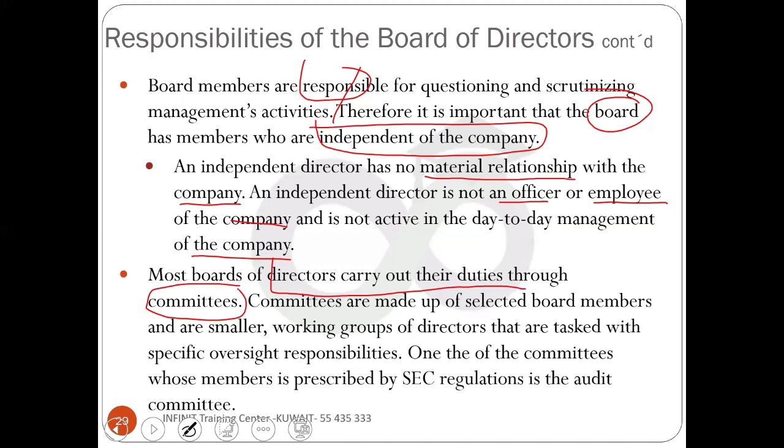So committees are made up of selected board members and are smaller working groups of directors. So maybe 3-4 directors working together for auditing purpose or making decision about auditing. So that we call it as audit committee. So it's a group of directors.